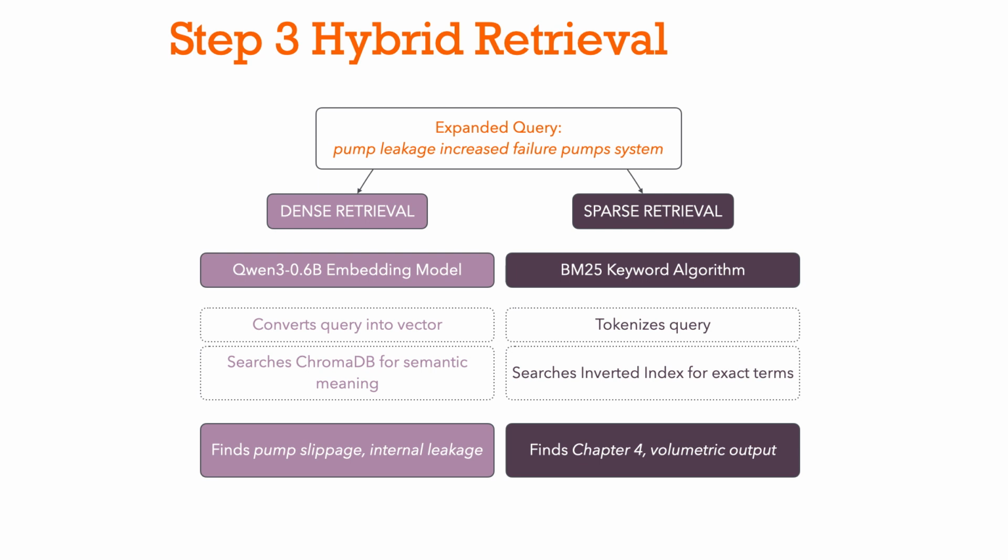Then we fuse the results. 60% weight to dense, 40% to sparse. Why these weights? Because semantic understanding is generally more valuable, but exact term matching is critical for finding specific chapter references. The output is a ranked list of the top 30 candidates, which then go into our re-ranking stage.